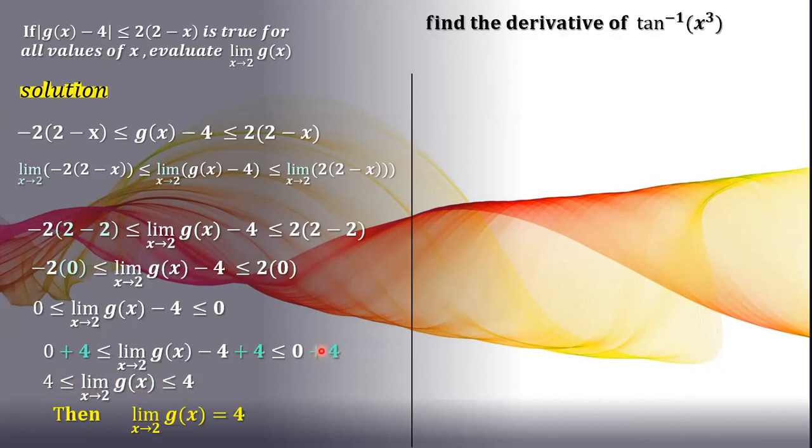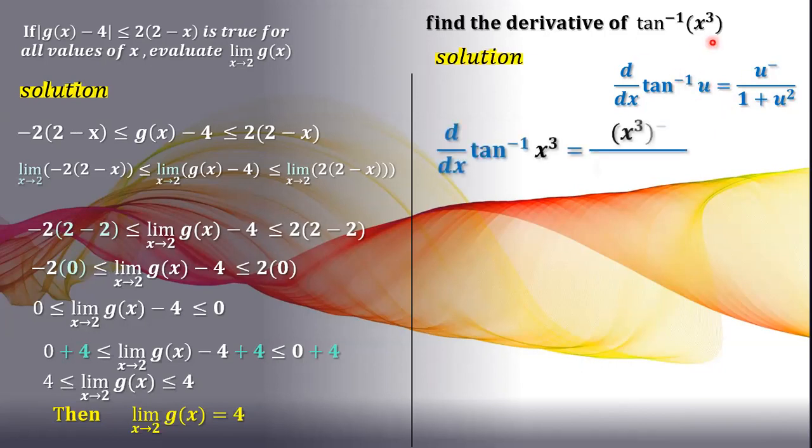Find the derivative of tan inverse x cubed. What is the rule of the derivative of tan inverse? This is the rule: the derivative of tan inverse of any function equals the derivative of the function over 1 plus the function squared, or function squared plus 1. No problem. Here in this problem, u is x cubed.